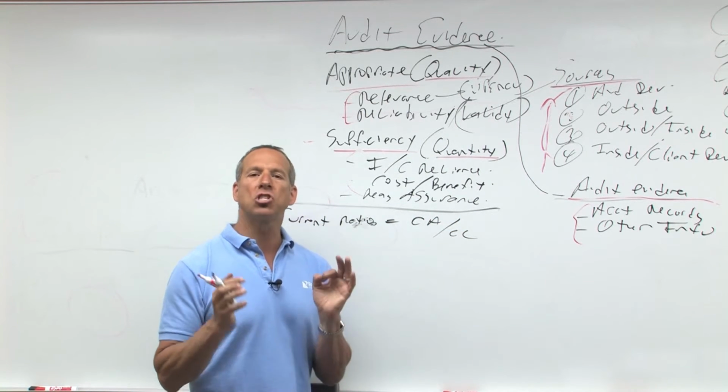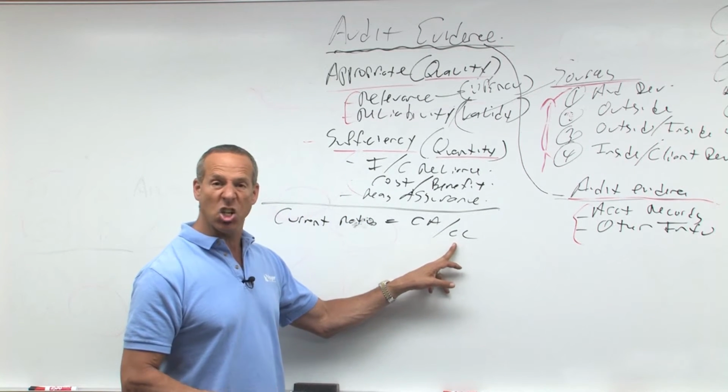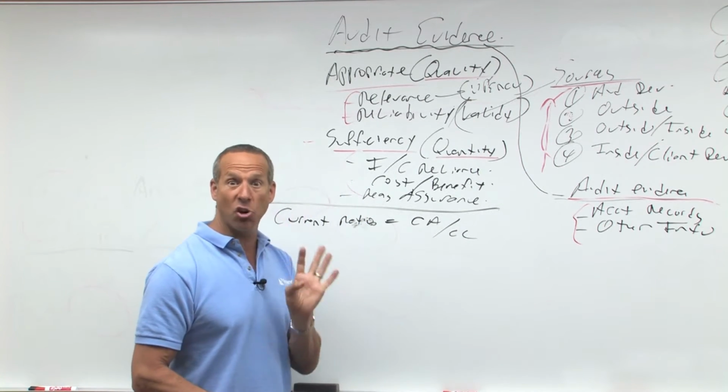It tells us how solvent the company is. If you've got 4-to-1, that's good. If you've got 1-to-4, that ain't so good.